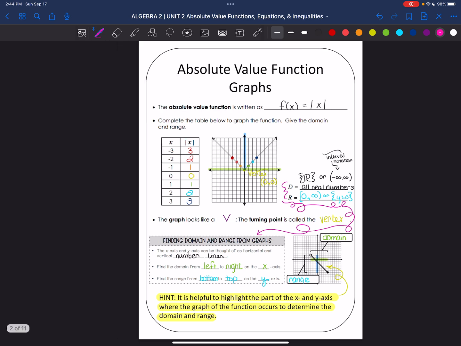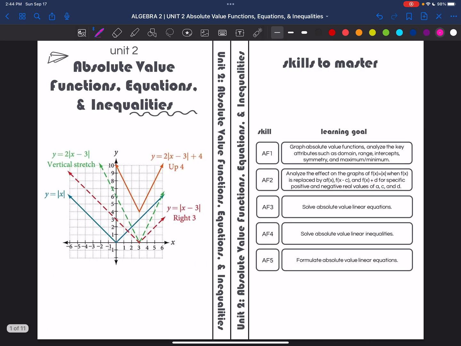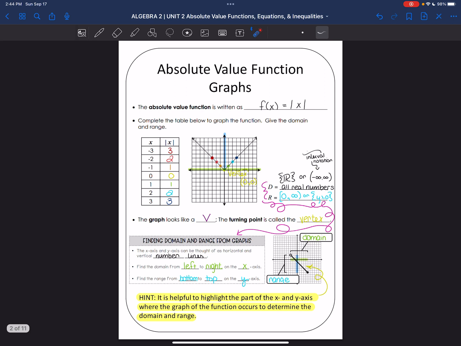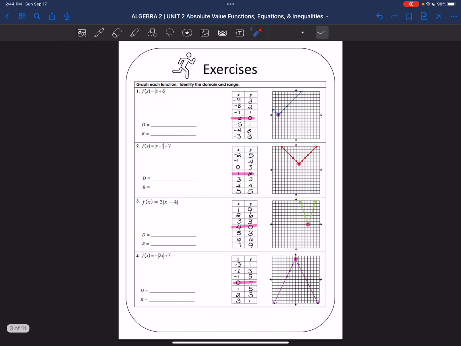We are in our unit on absolute value functions, equations, and inequalities, and we are continuing to look at this very first skill where we are graphing absolute value functions and analyzing their key attributes. So we've already kind of gotten a preview of what the parent function looks like. Now let's look at graphing some more absolute value functions.